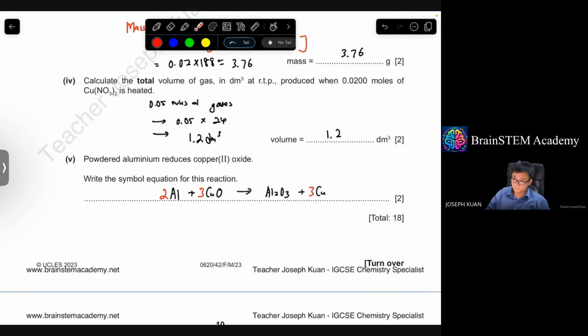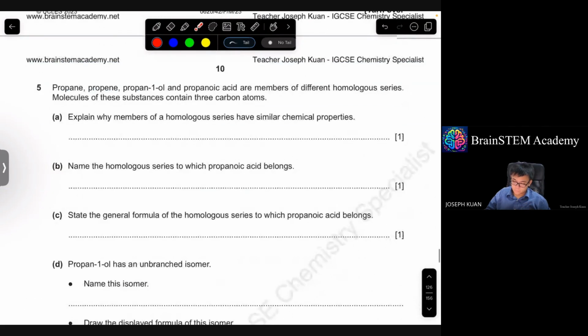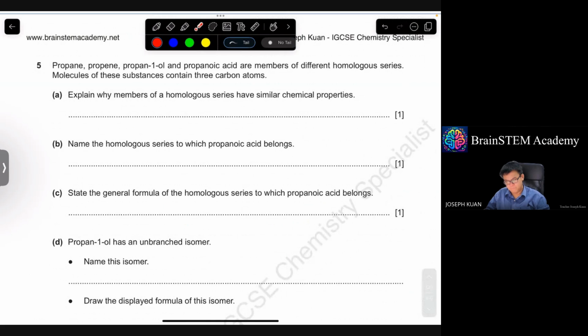Okay. Next, propane, propene, propan-1-ol and propanoic acid are members of different homologous series. Molecules of these substances contain 3 carbon atoms. Explain why members of a homologous series have similar chemical properties. So similar chemical properties is due to the same number of valence electrons.